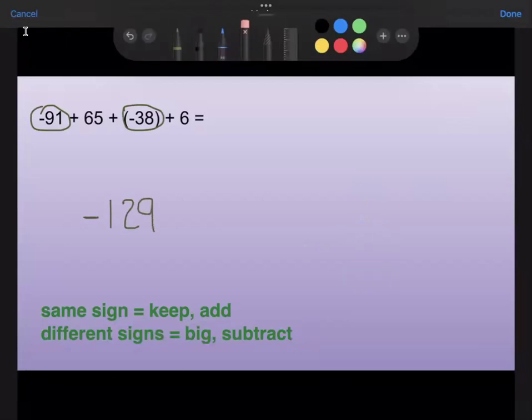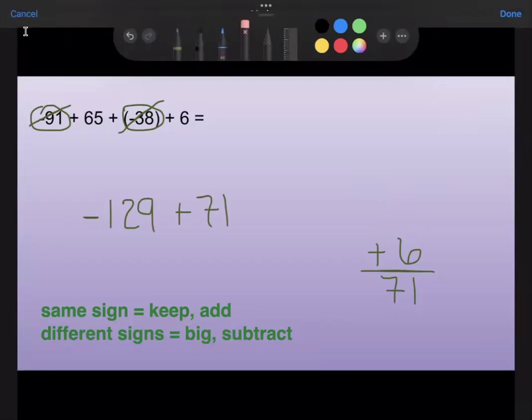Then for the next two numbers, I'm going to have to put those together. Those are both positive, so I can just add 65 plus 6 to get that part, and that would be 11 and a 7. So this would be plus 71.